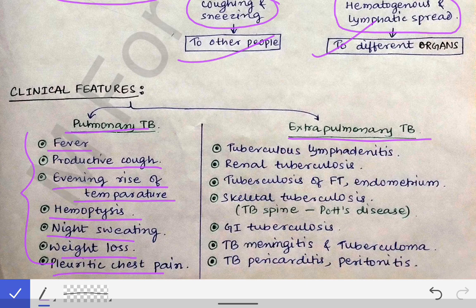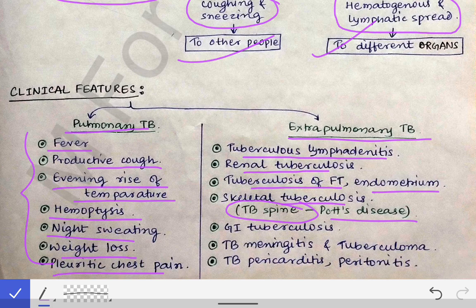Now come to extrapulmonary TB. In extrapulmonary TB, there may be tuberculous lymphadenitis, where there may be a discharging sinus from any lymph node. Renal tuberculosis may occur. Then tuberculosis of the fallopian tube and endometrium may occur. Then skeletal tuberculosis may occur, which is very important. An example is TB spine, which is also called Pott's disease. You will learn about Pott's disease once you come to the fourth year in orthopedics. There comes a short note about Pott's disease in the orthopedic paper.